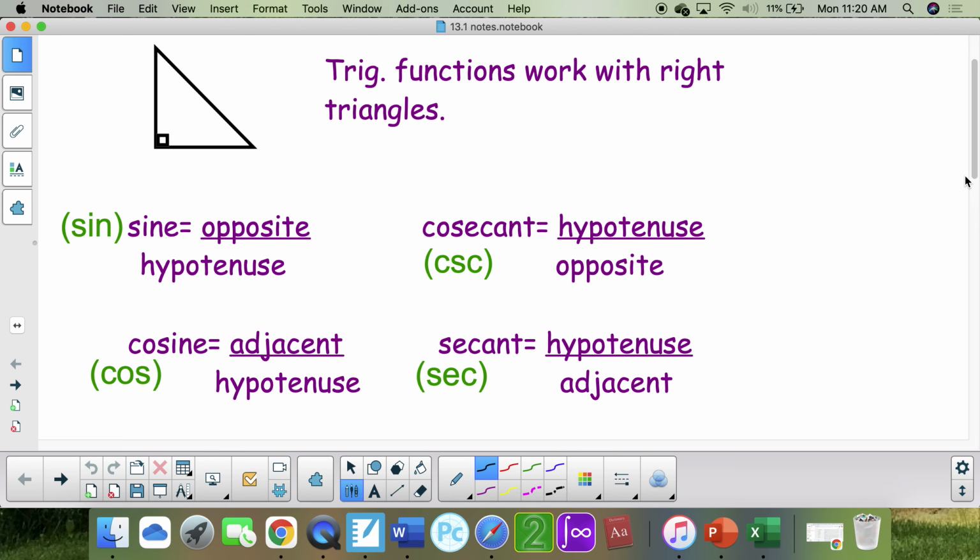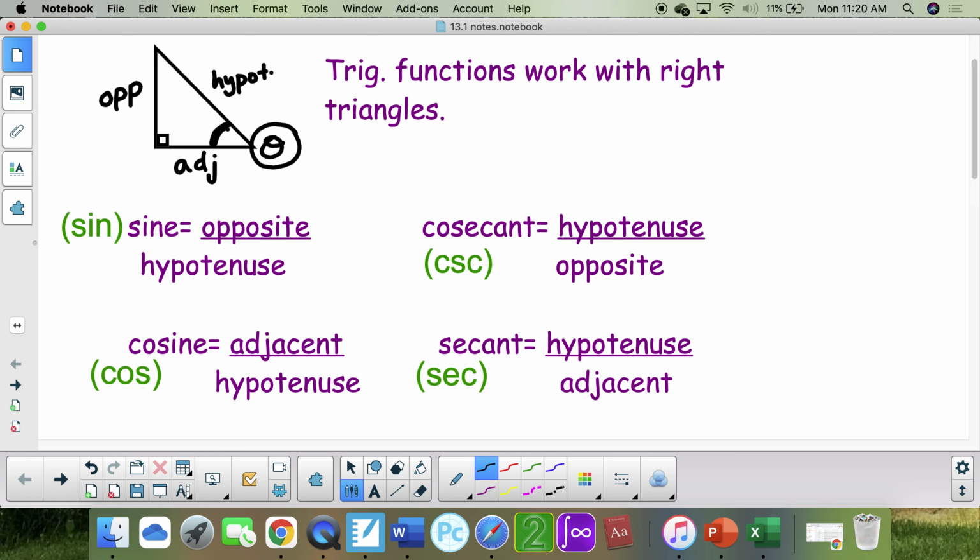We're going to talk about this angle right here. We'll call this angle theta or x or whatever you want to use. In trig we use a Greek letter to remind you of an angle. This is the side opposite of that angle. This is the side adjacent to that angle. And the side opposite the 90 degrees is called the hypotenuse.